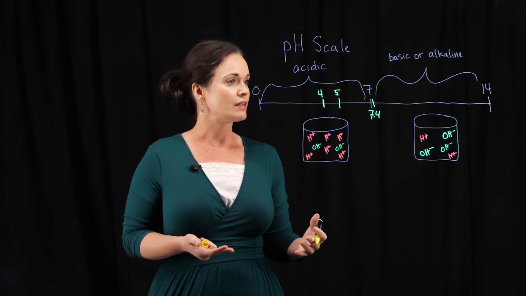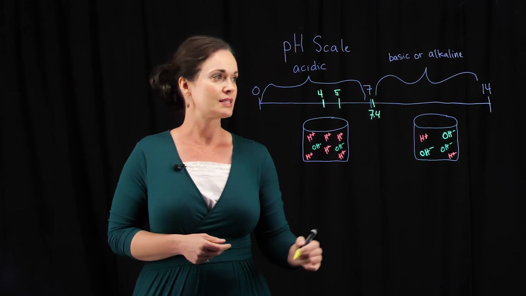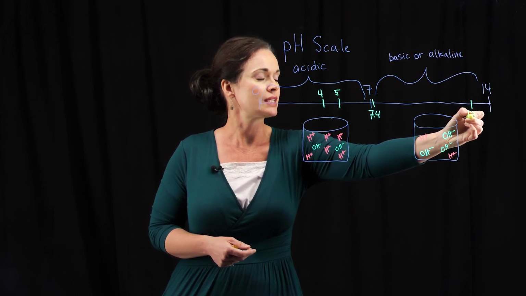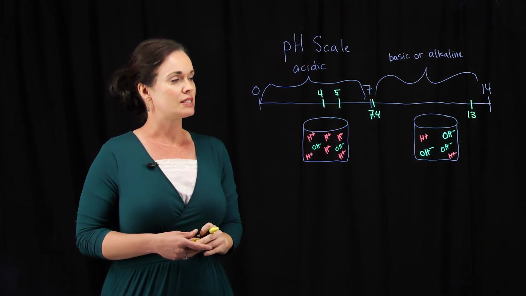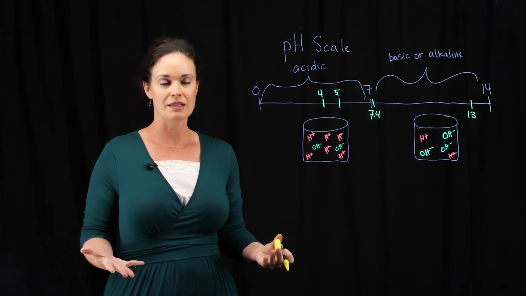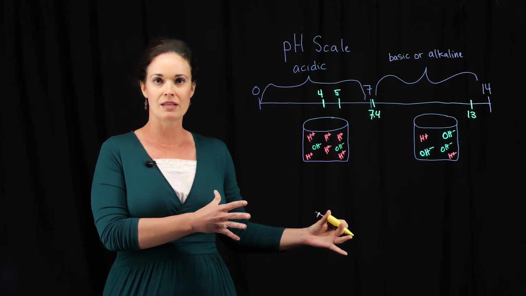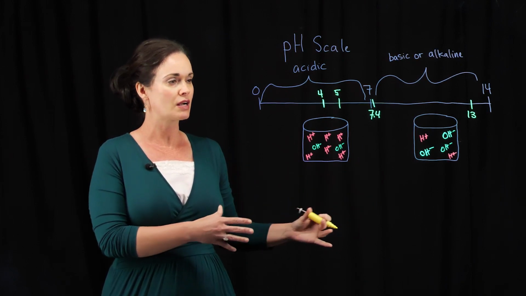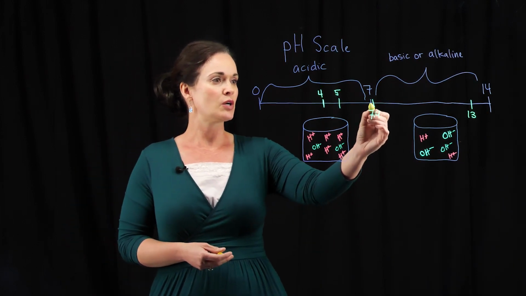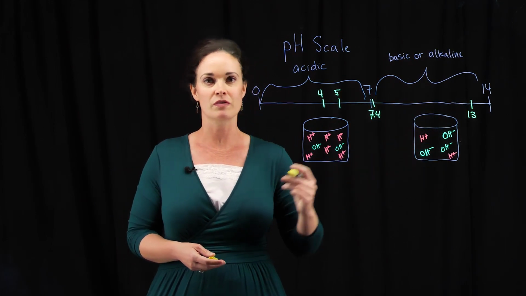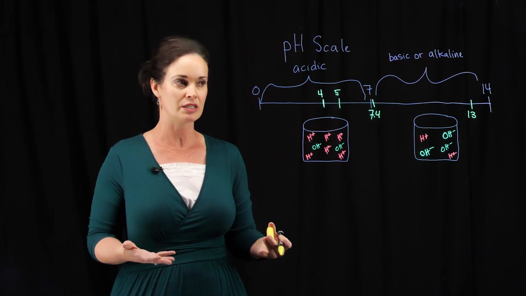Just to give you another example of an alkaline substance, bleach, that household cleaner, is really alkaline. Its pH tends to be about 13. So what that means is that we've got less free hydrogen for those things that are basic or alkaline, and as we go from lower pHs to higher pHs, the amount of free hydrogen in the solution decreases.